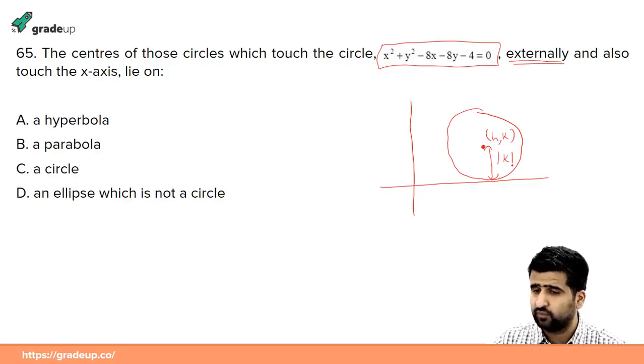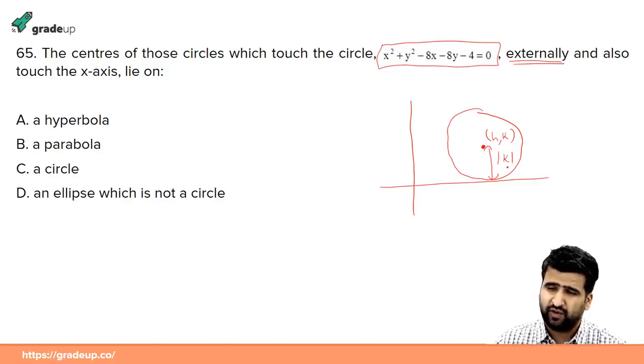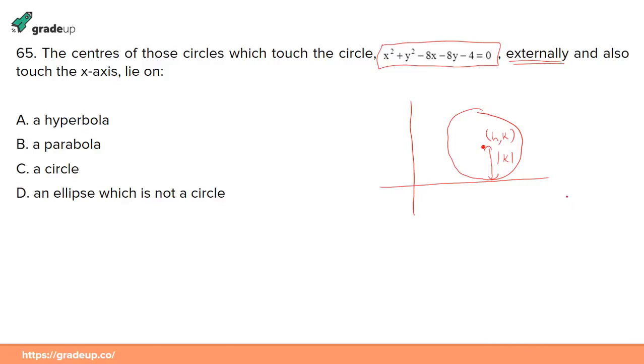So I can take the radius as modulus of k. Why am I taking modulus of k? Let's say the center is (2, minus 3). Then the radius cannot be equal to minus 3. It cannot be equal to the exact value of k. It will be equal to the absolute value of k. So the radius here will be equal to 3.